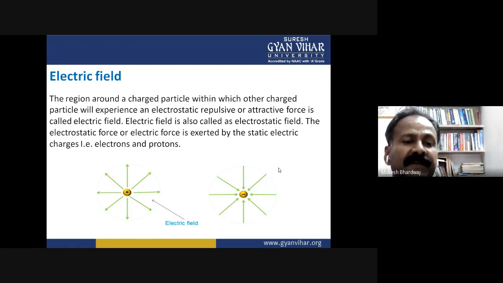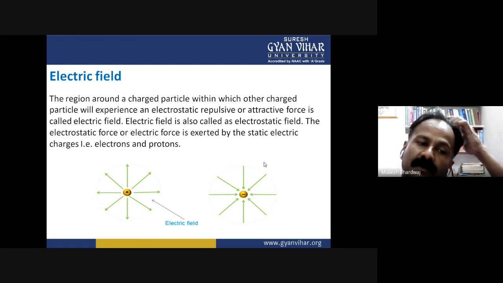Both are conservative forces, that is, the work done by them does not depend upon the path followed. Both the forces can operate even in vacuum. Now, points of dissimilarity. While the gravitational forces are always attractive in nature, the electrostatic force may be attractive or repulsive. While the gravitational force does not depend upon the medium, the electrostatic force definitely depends upon the medium.